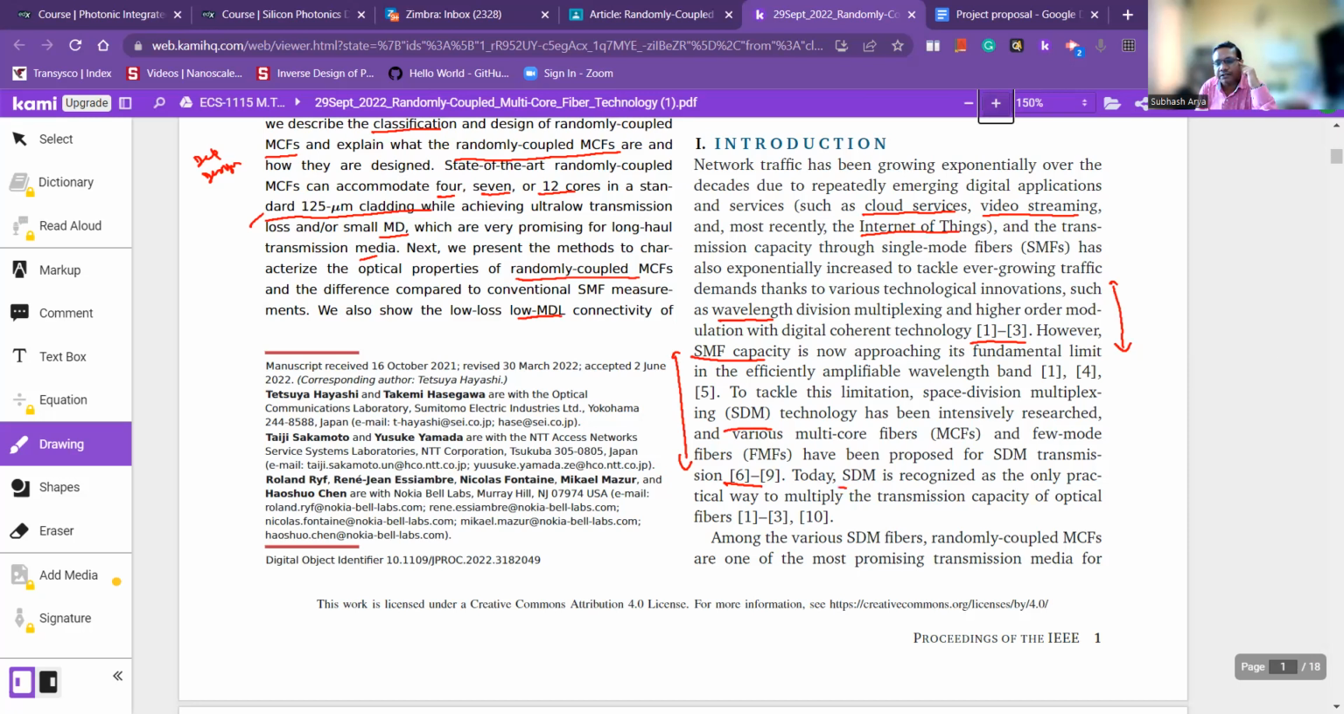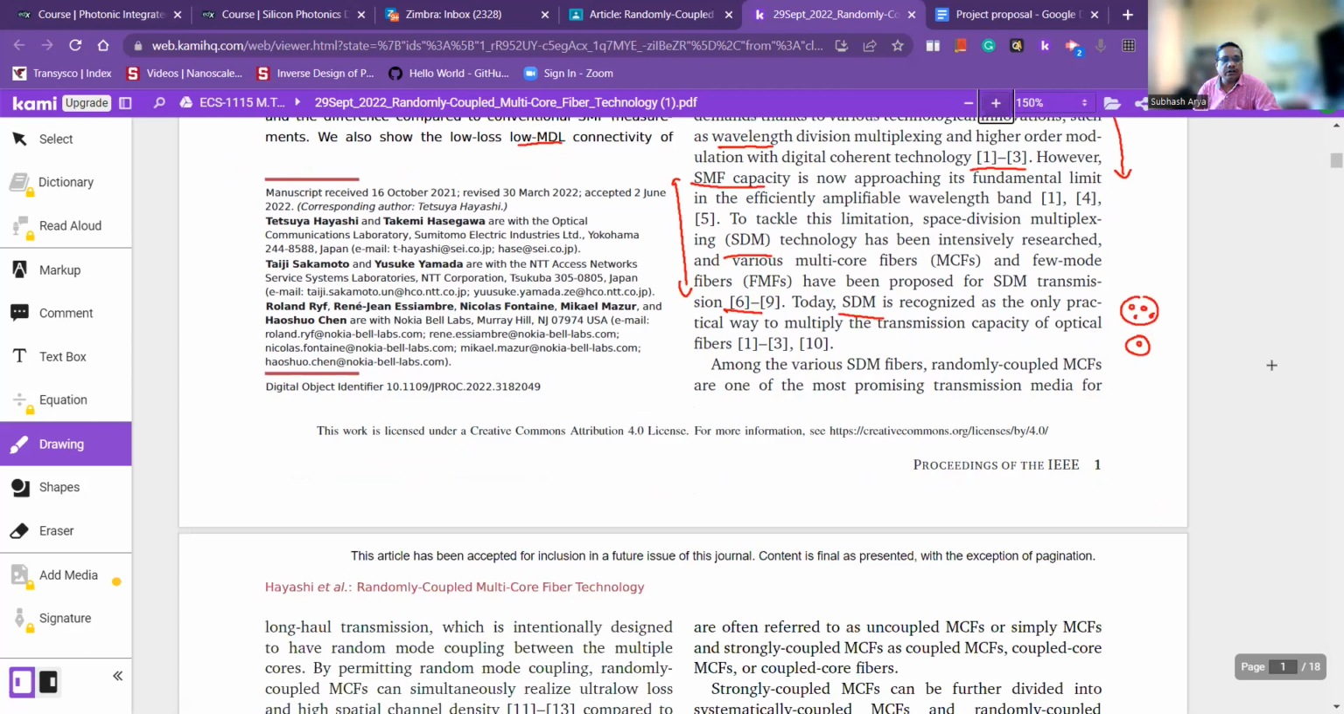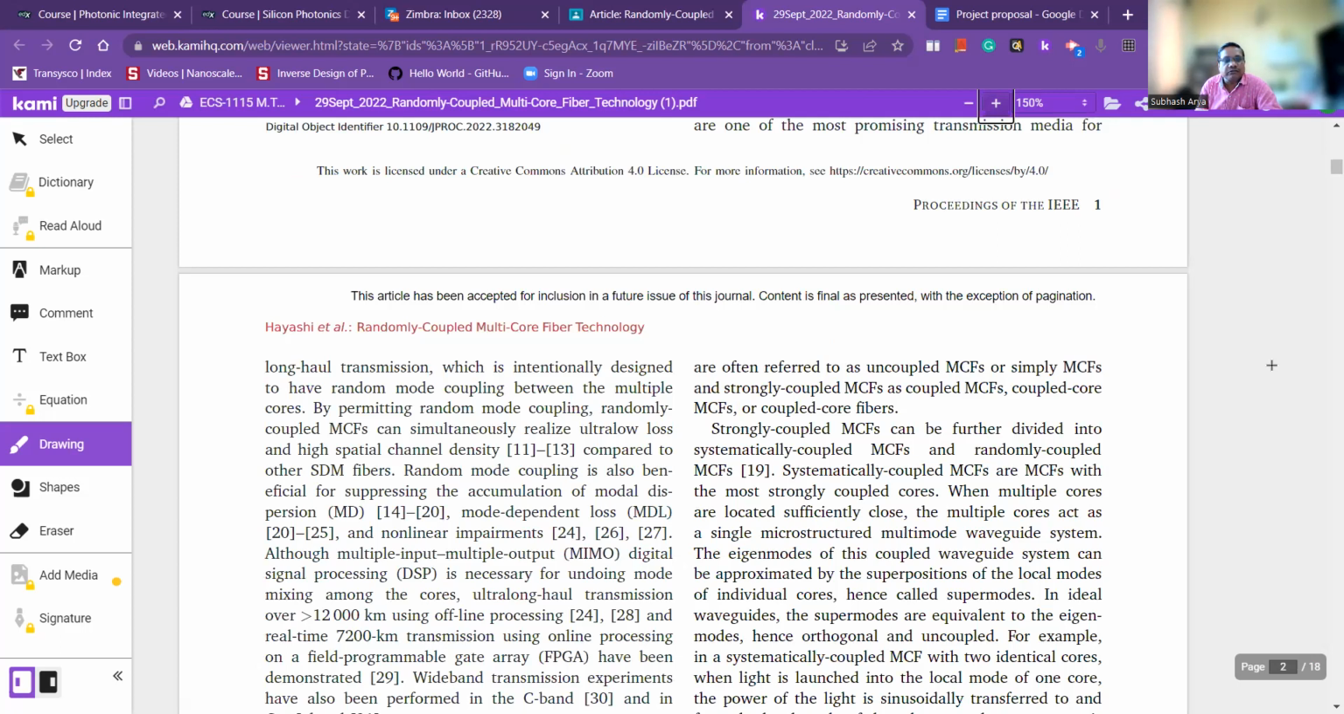So SDM, that is space division multiplexing, in a single cladding, if we increase the number of cores. Earlier there was only one core in the cladding, now we have multi-core. Among the various space division multiplexing fibers, randomly coupled multi-core fibers are one of the most promising transmission media for long haul transmission. So now within multi-core, what should be the coupling mechanism? One is weakly coupled, and another one is randomly coupled.